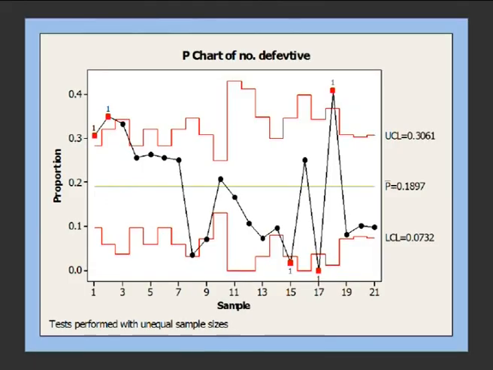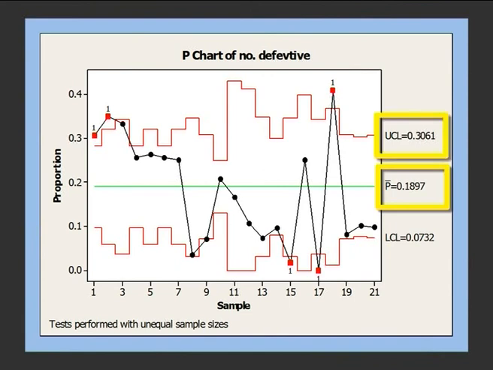We have the following chart. The middle one is the central line P bar, the red dash line is the upper control limit, and the lower red dash line is the lower control limit. Since the sample size is varying from subgroup to subgroup, UCL is not a straight line, it has ups and downs. Similarly, LCL is not a straight line, it has ups and downs. So, this is the difference between the P chart and the NP chart. In the NP chart, we have a straight line for UCL and a straight line for LCL. In this case, UCL is changing in upward and downward directions.